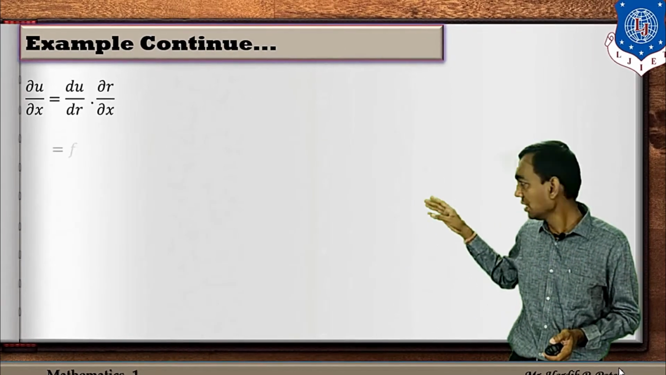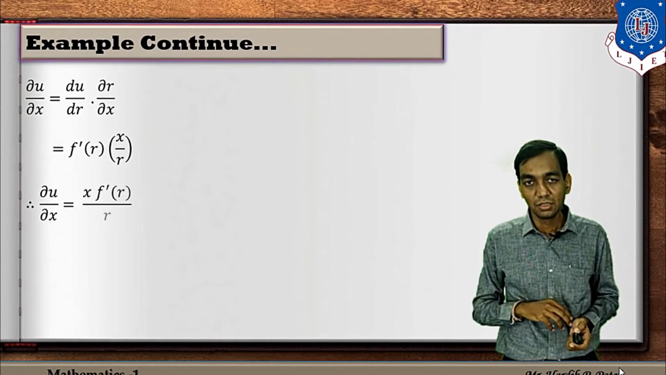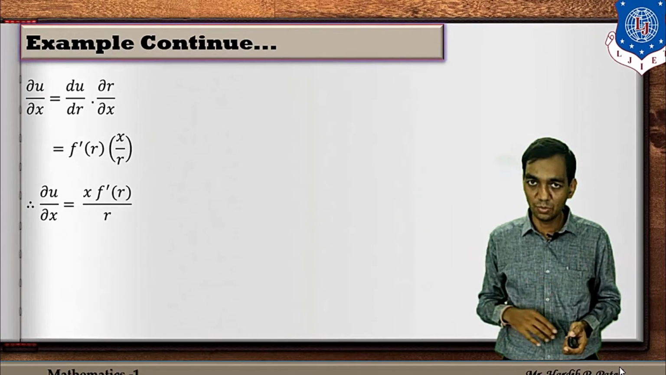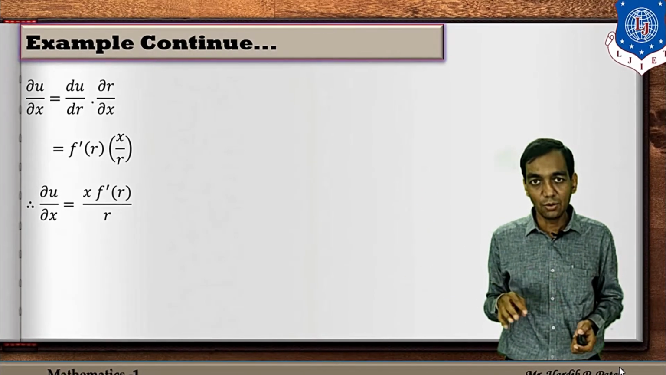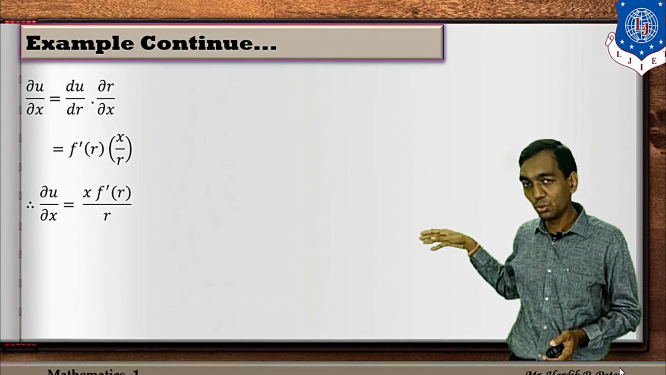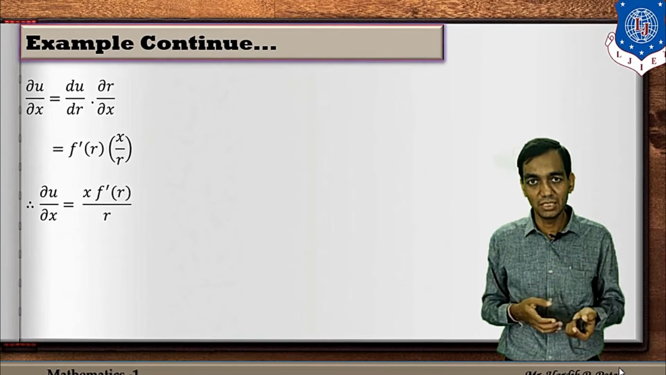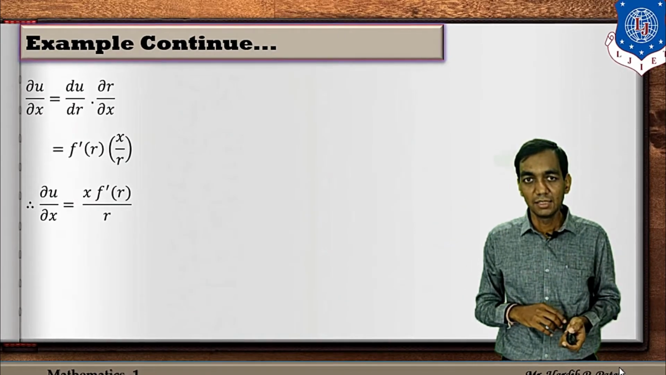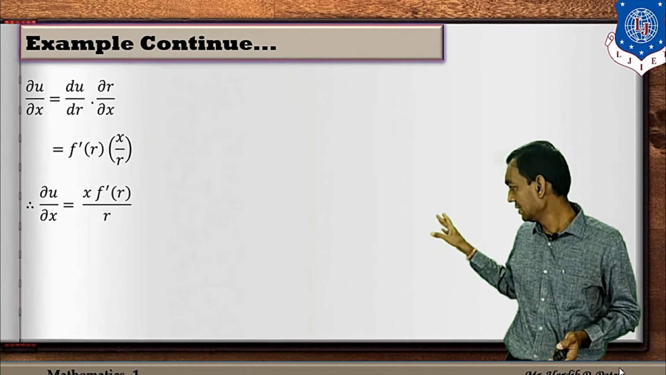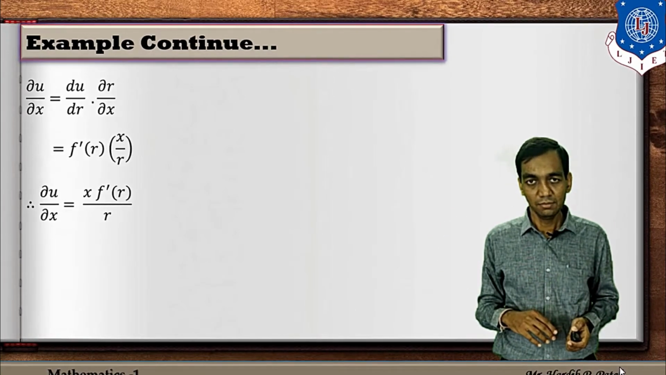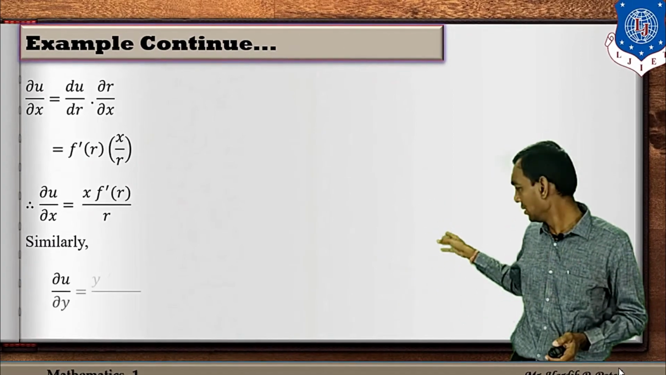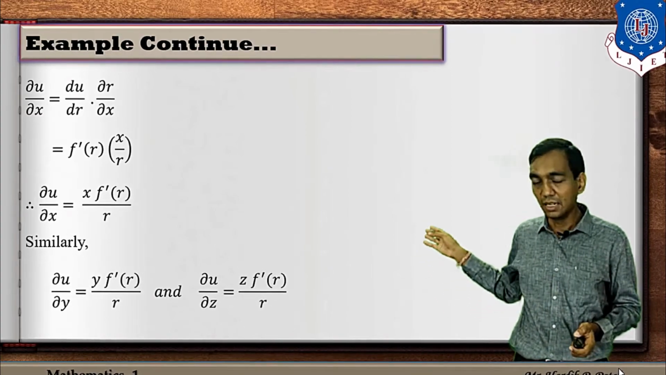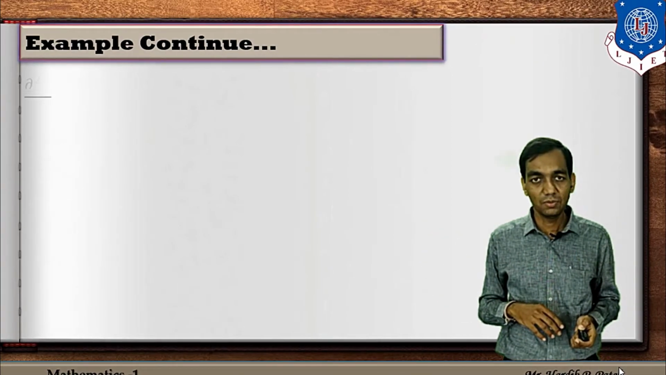Now we need del u by del x. Applying the chain rule again, that gives du upon dr into del r upon del x. Now u is not given, so f has a derivative f dash, so f dash r into del r by del x, which has a value x upon r. So you have del u upon del x equal to x f dash r upon r. In the same manner, del u upon del y is y f dash r upon r, and del u by del z is z f dash r upon r.